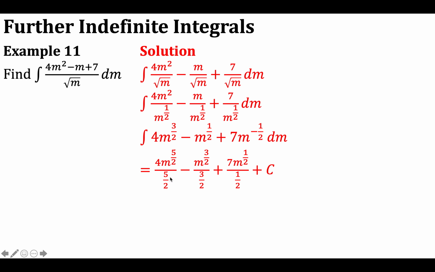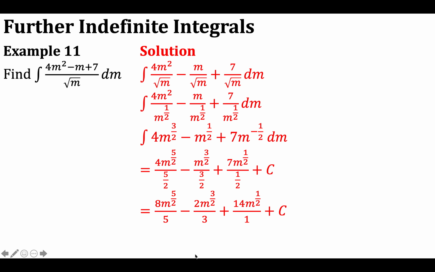Now remember here, dividing by 5 over 2 is the same as multiplying by 2/5, so that leaves us with 8/5 m to the 5 over 2. The second term, dividing by 3 over 2, is the same as multiplying by 2/3. And dividing by a half is the same as multiplying by 2. So we can see there we've now got 8m to the 5 over 2 all over 5 minus 2m to the 3 over 2 all over 3 plus 14m to the half all over 1 plus c.